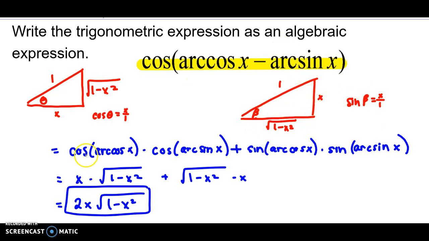Now, here's where I use that difference identity. So I have cosine of arc cosine of x, that's cosine of arc sine of x, sine of arc cosine of x, times sine of arc sine of x. Here, this is just x. The cosine of the arc sine of x, so the cosine of beta is square root of 1 minus x squared, plus this here is the sine of theta, right? So that's square root of 1 minus x squared, and then this is just x, which is 2x square root of 1 minus x squared. Next example.